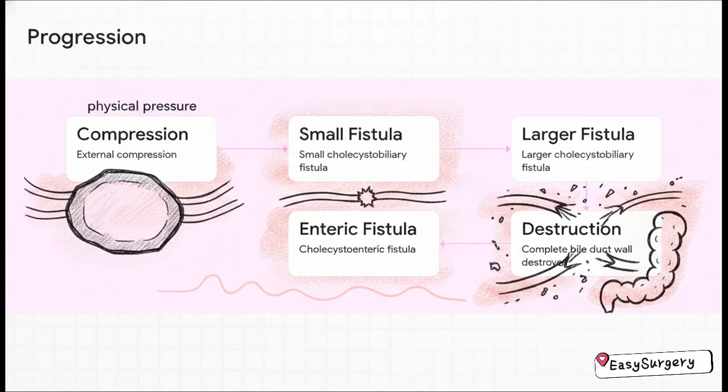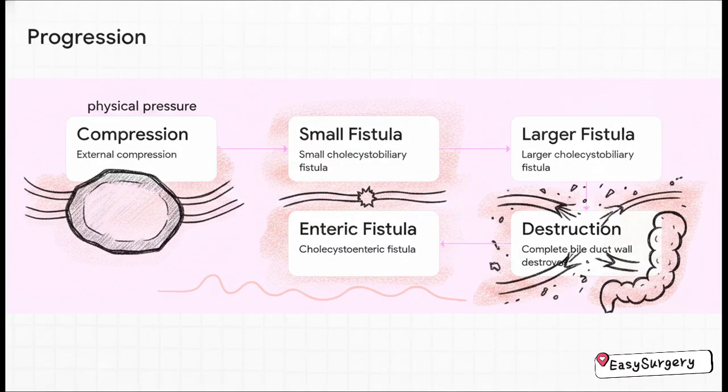Let's move on and see how this builds, because it's not just a list, it's a chronological story of a worsening disease. The pathology of Mirizzi syndrome is this devastating progressive cascade. It starts simply enough with just physical pressure, right? Step 1, compression. But as that stone just sits there, relentlessly pressing and causing severe inflammation, it starts to wear away the actual tissue. And that leads to step 2, a small fistula, an abnormal connection.